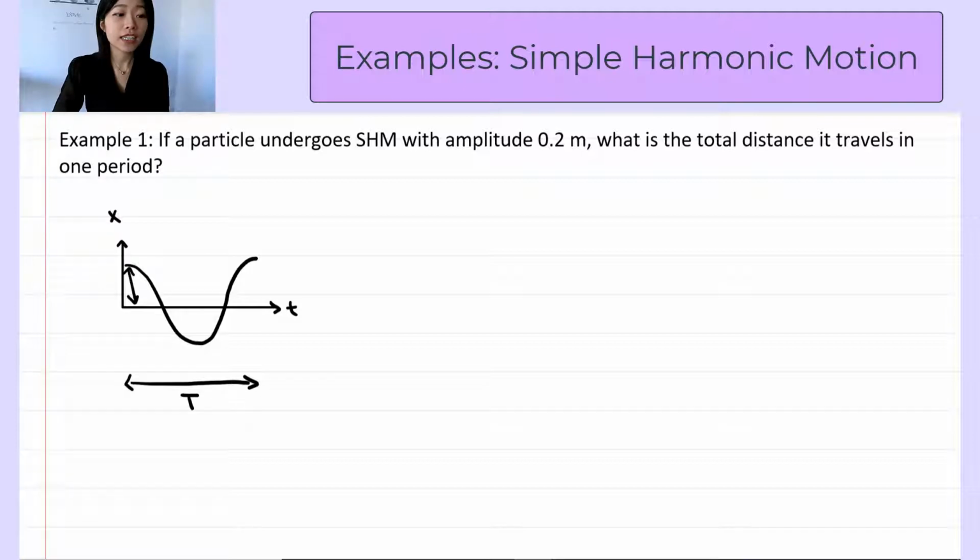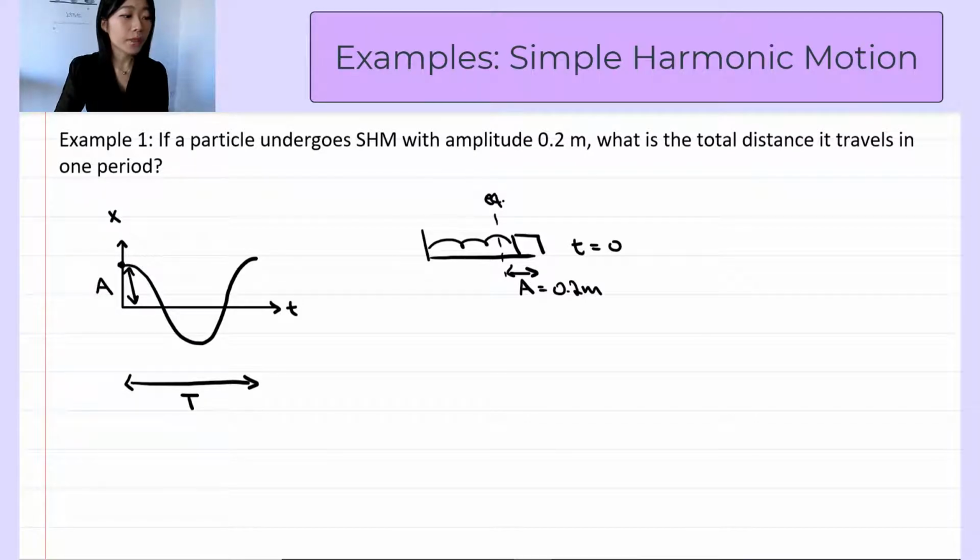Let's draw a mass attached to a spring lying on a horizontal plane at different time. At t equals to 0, the displacement is at the maximum. So the position of the mass would be A meters away from the equilibrium point. Let's say this is equilibrium. And this would be amplitude A. That is 0.2 meters.